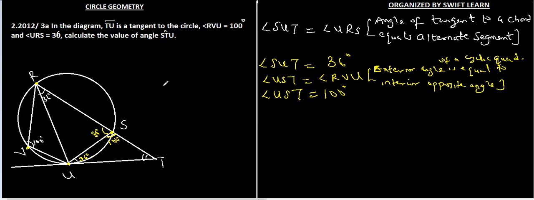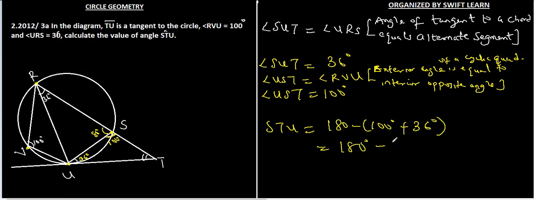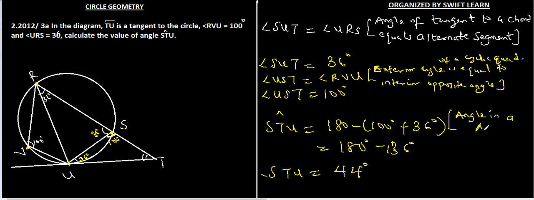So now I can get my STU. So I can say my STU is equal to 180 minus 100 degrees plus 36 degrees. What would that give me? 180 degrees minus 136 degrees. That would be what? Yes, that's 44 degrees. Why? Angle in a triangle. You have to write it there for them. So I hope you understand this. We're moving on to the third question.